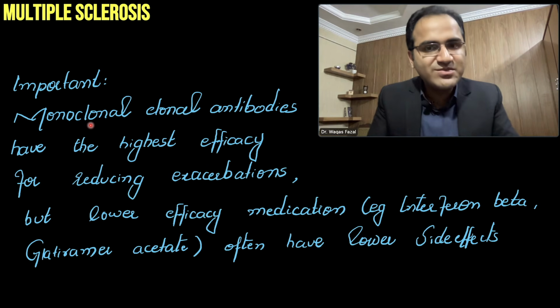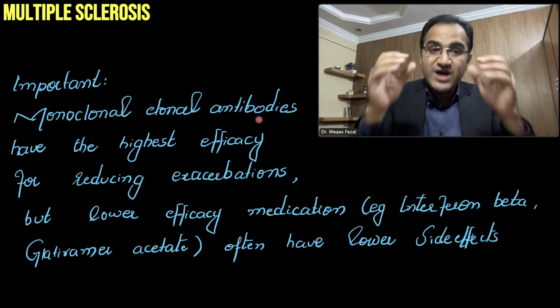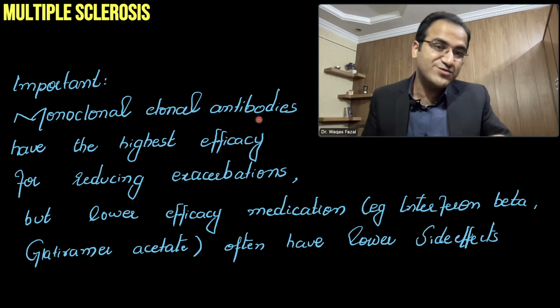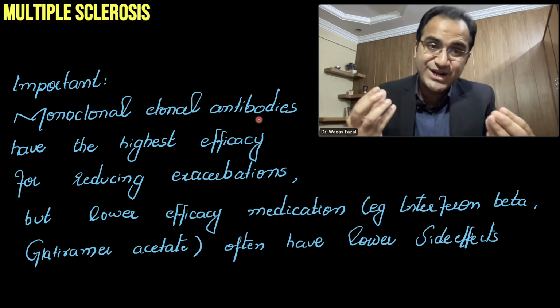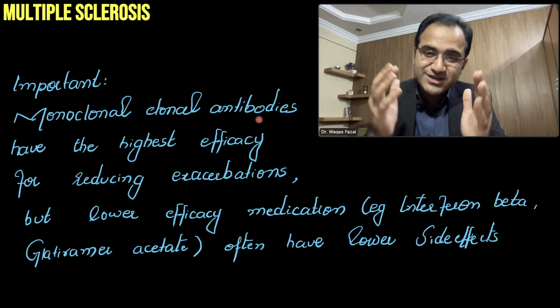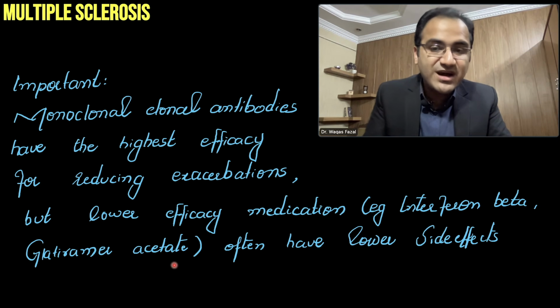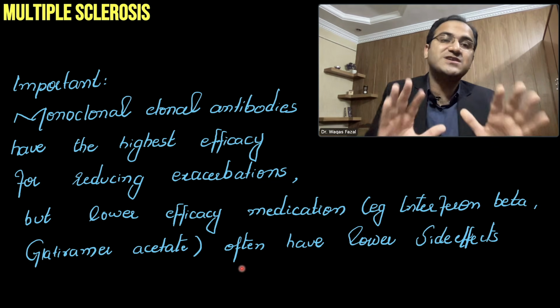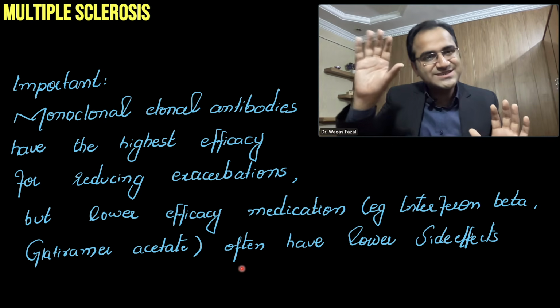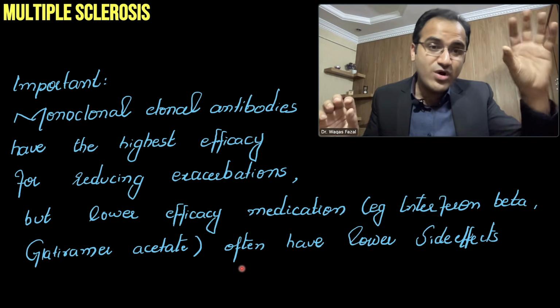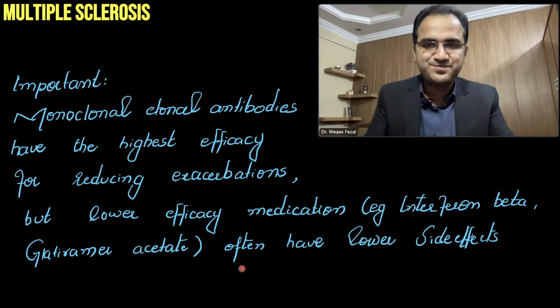An important thing to remember is that monoclonal antibodies have the highest efficacy. These antibodies bind to the WBCs and remove those WBCs from the circulation that are producing these defective antibodies. They have the highest efficacy, but the drugs that have lower efficacy, like interferon beta and glatiramer acetate, have lower side effects as well. So the drugs that have high efficacy have high side effects, and the drugs that have low efficacy have lower side effects.